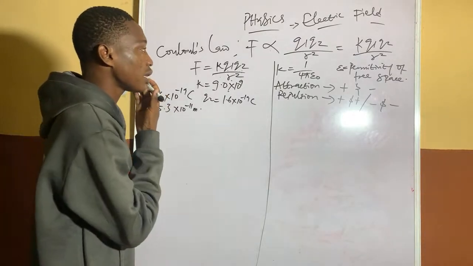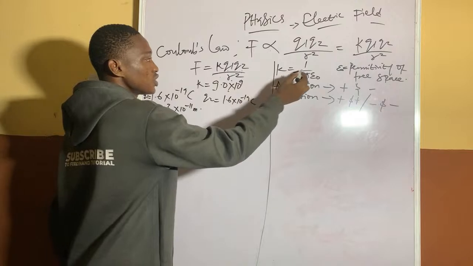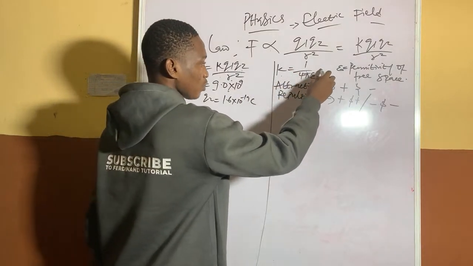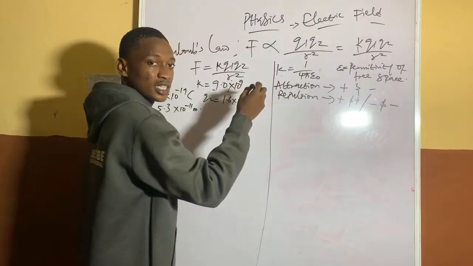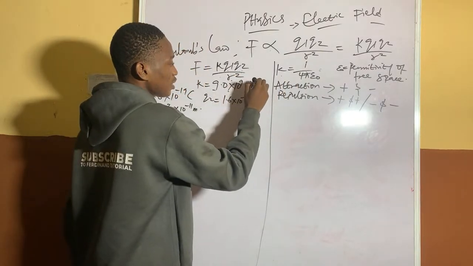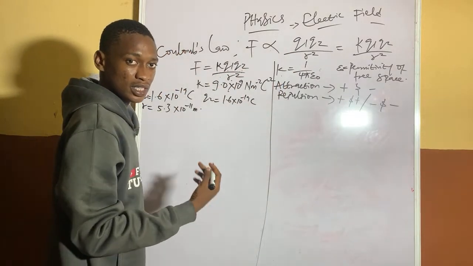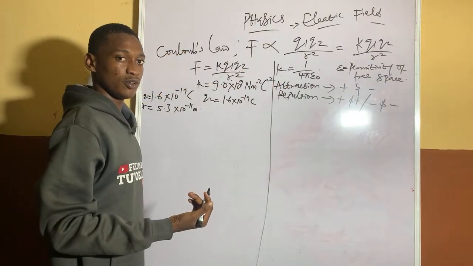Are we there now? So most times you might not see this K, you see 1 over 4 pi epsilon naught. So if they say take 1 over 4 pi epsilon naught equals 9.0 times 10 raised to power 9 Newton per meter square per coulomb square, it's still the same thing that we're talking about in this scenario. I don't know if you're following me.